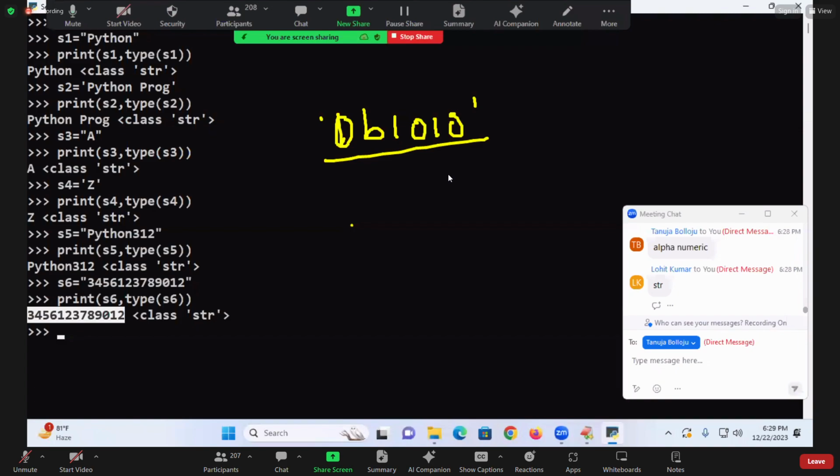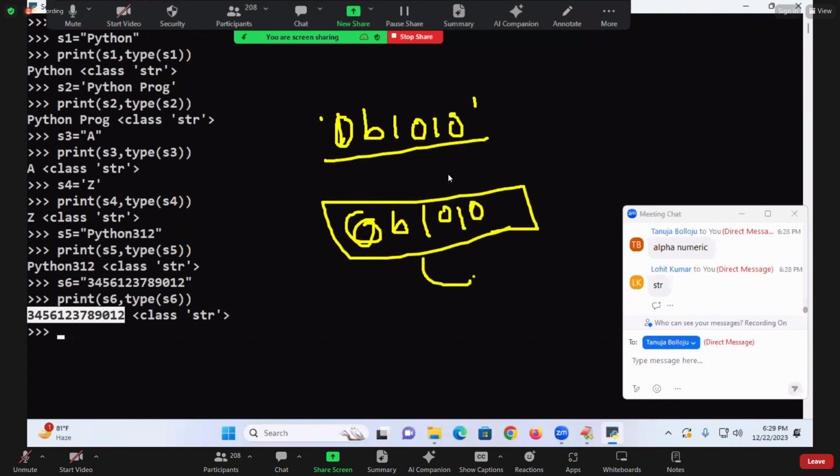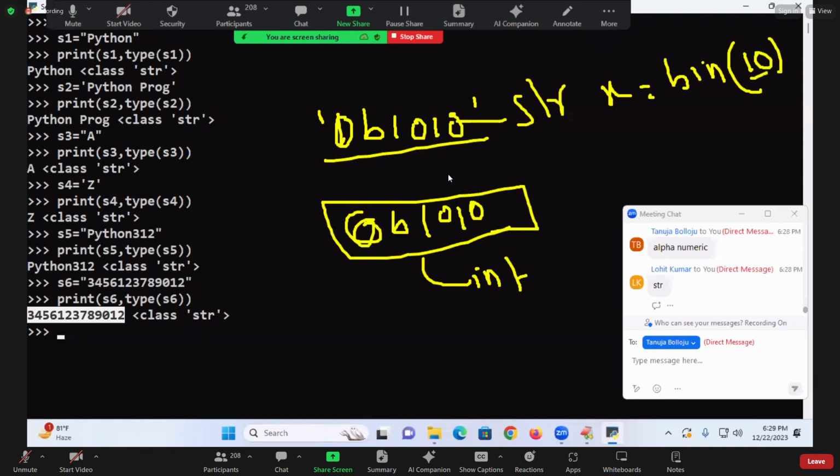Come on. 0B 1010 is called what? Binary. And it is taken as what? Int. Now 0B 1010 within the single quotes is called what? STR. See students, when I say x is equal to bin of 10, I am converting the decimal number 10 into which format? Binary format. How is it going to be done? 1010 prefixed with 0b.